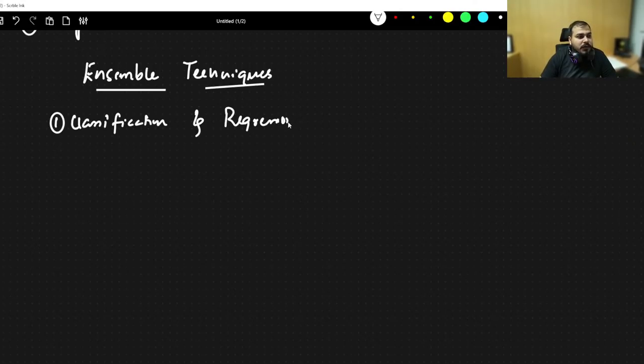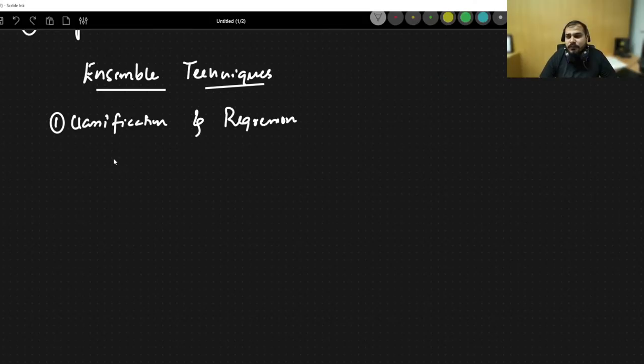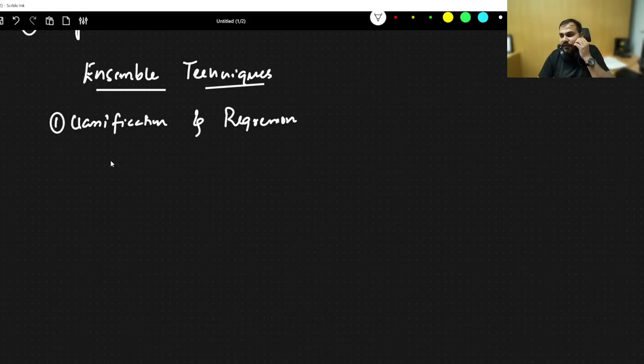Now let's go ahead with ensemble techniques. Till now, we have solved two different kinds of problem statement: classification and regression. We have learned about different algorithms like linear regression and logistic regression. We have discussed KNN, and yesterday we discussed naive Bayes. Different algorithms we have already finished.